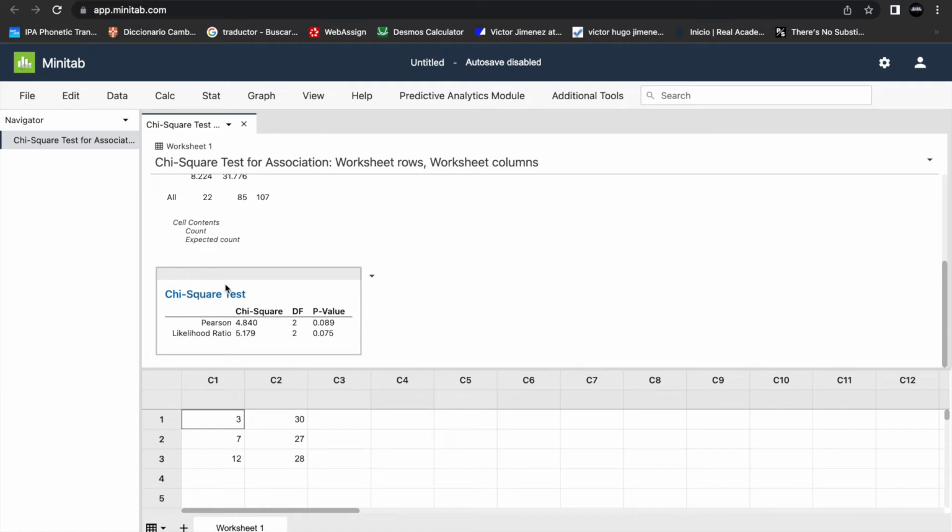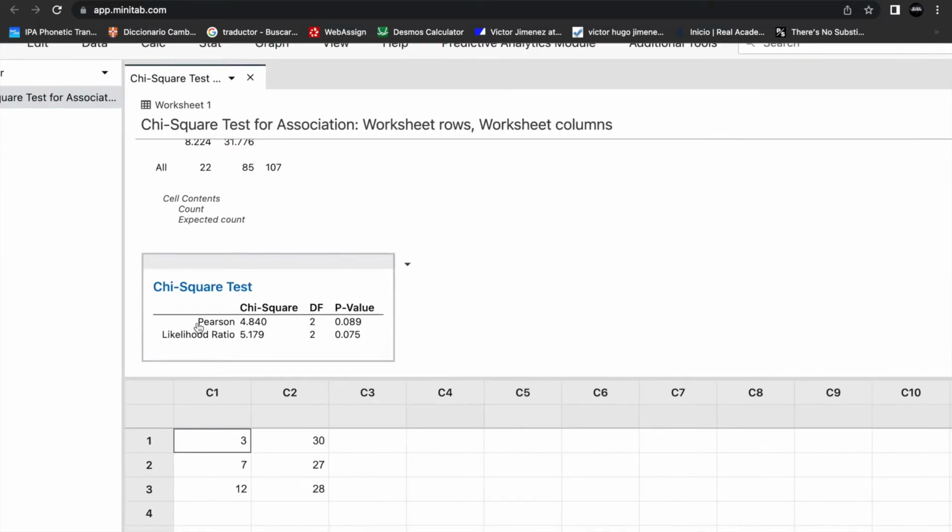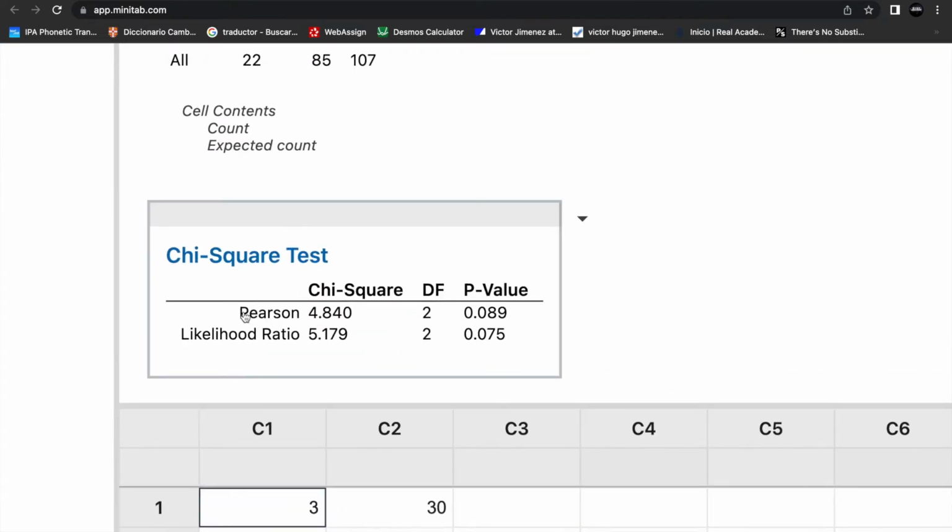So we already have the chi-square test. We have to pay attention to this chi-square Pearson. Ignore this one, likelihood ratio. We don't talk about that in this class. So the one you have to pay attention to is Pearson chi-squared. The value is 4.84, and the p-value is 0.089.